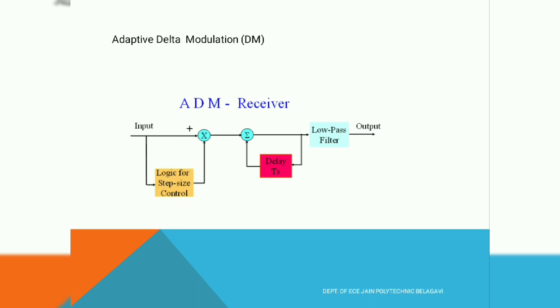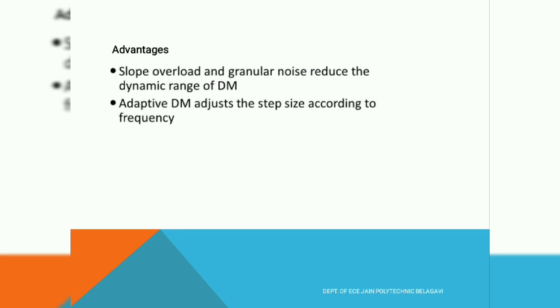So you have to get the original input signal at the output side. The advantage of adaptive delta modulation is that slope overload and granular noise are reduced compared with delta modulation. In delta modulation what you are doing exactly is that you are just going to encode the input signal and pass it.